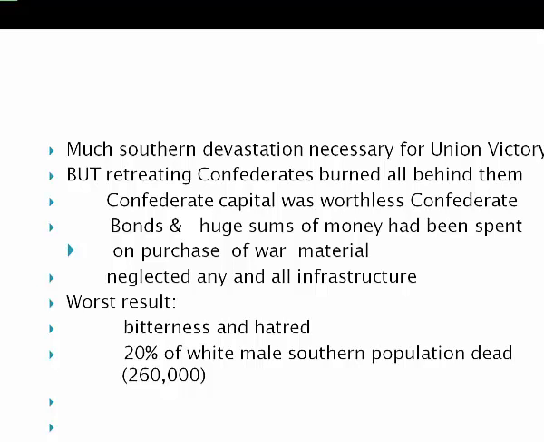The Confederate capital was worthless. Confederate bonds are worthless, and huge sums of money had been spent on the purchase of war material, neglecting any and all of the infrastructure. But as bad as all that was, the worst result was the bitterness and hatred left behind, and more than 20% of the white male Southern population dead. 260,000 white Southerners killed by the same number of white Northerners.